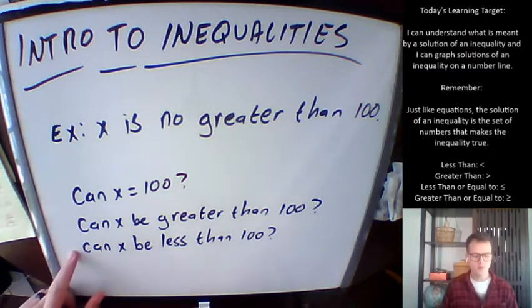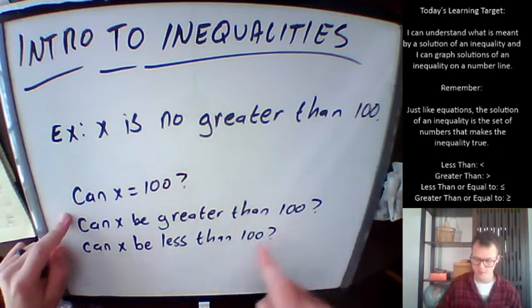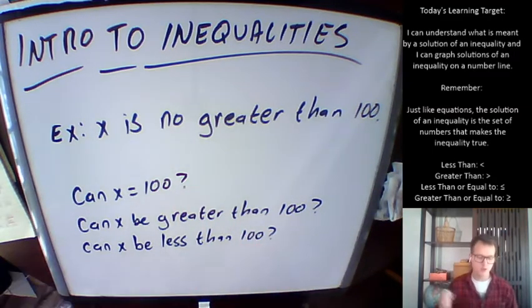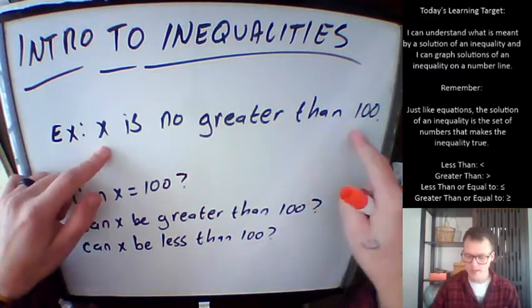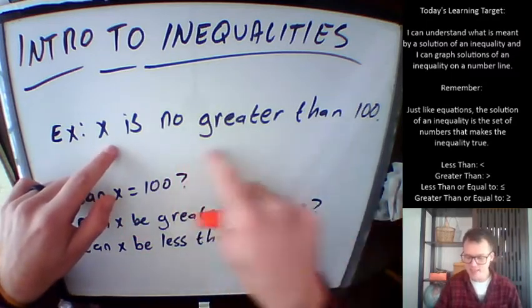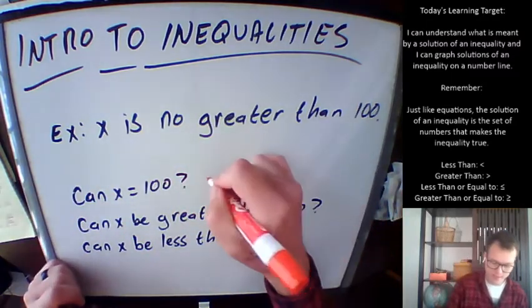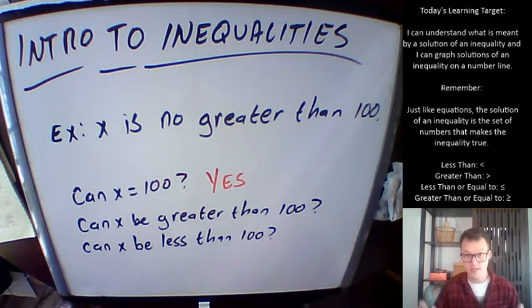So we're going to ask ourselves 3 simple questions. Well, the number 100 is here, so we're going to work with the number 100. You'll see that in each of my questions here. The first one is, can x equal 100? Well, if x is no greater than 100, can x equal 100? I think so. It doesn't say it can't equal 100, so I would say yes, it can equal 100. But there's more. We're not done yet.